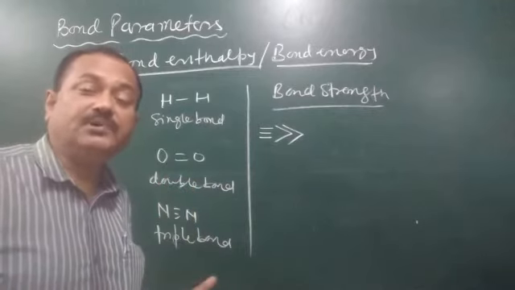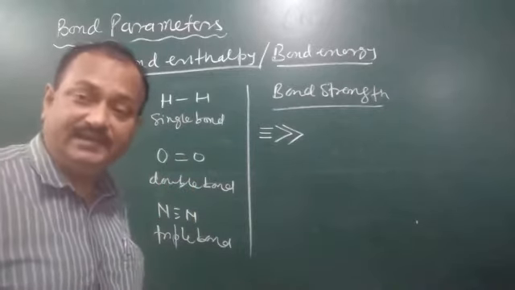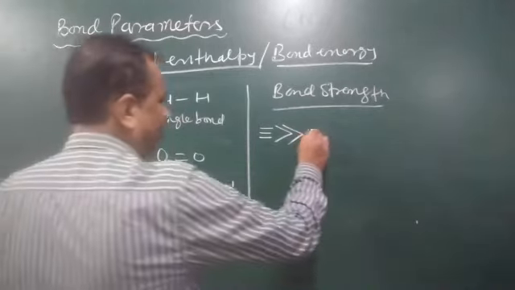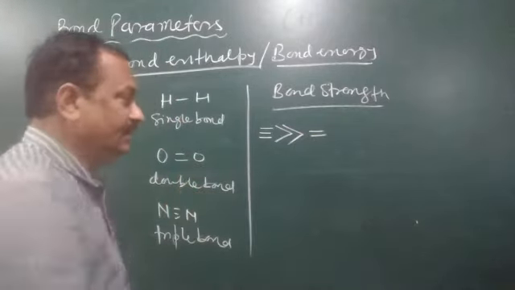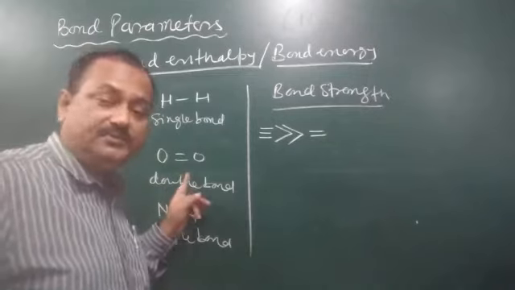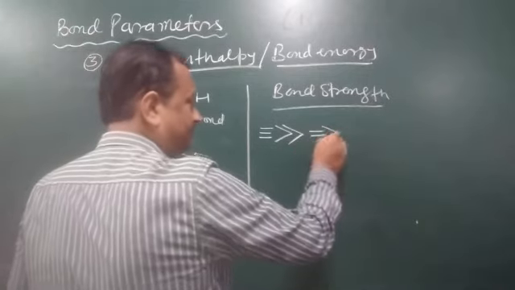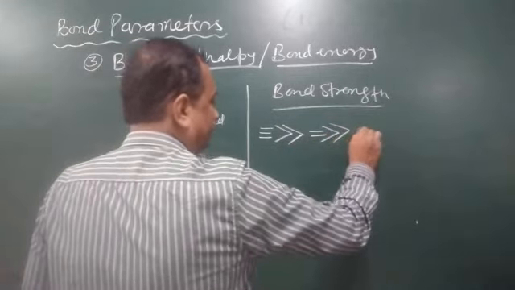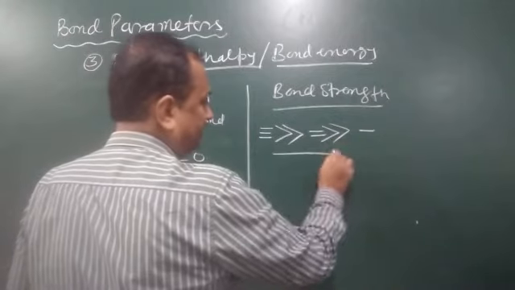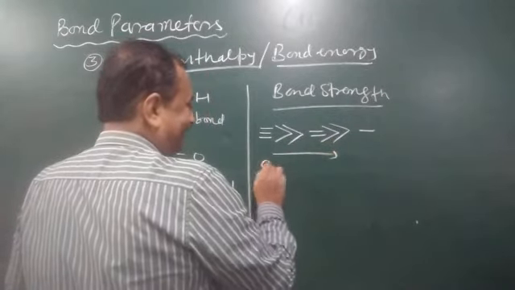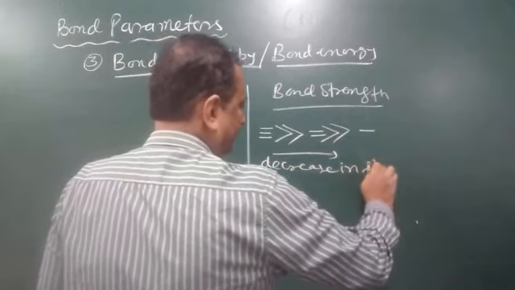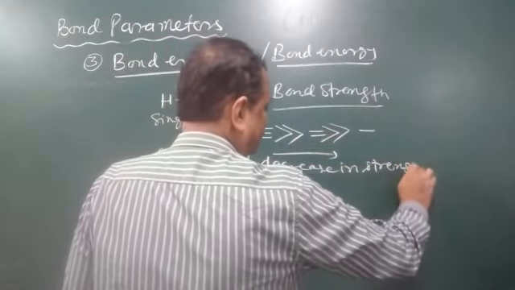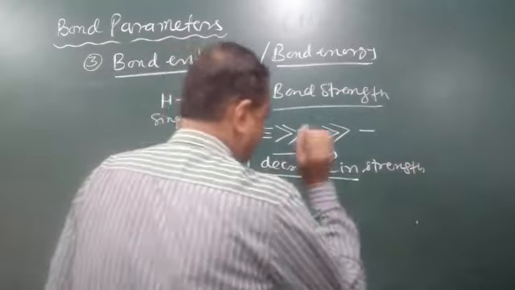And about nitrogen, nitrogen gas is highly inert. Then coming to double bond, 4 electrons are involved, so it is weaker. And then coming to single bond, so here we see the decrease in strength. This is one point.